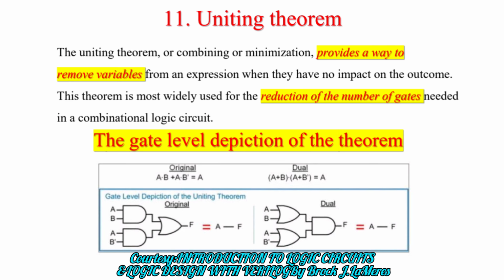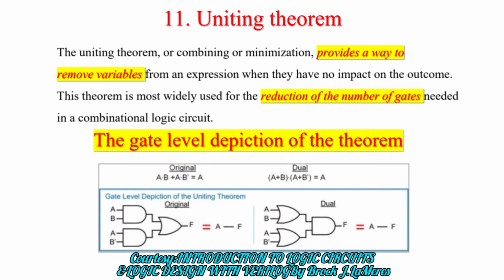Uniting theorem. The uniting theorem or combining or minimization provides a way to remove variables from an expression where they have no impact on the outcome. This theorem is most widely used for the reduction of number of gates needed in a combinational logic circuit. The gate level depiction of the theorem is shown over here.